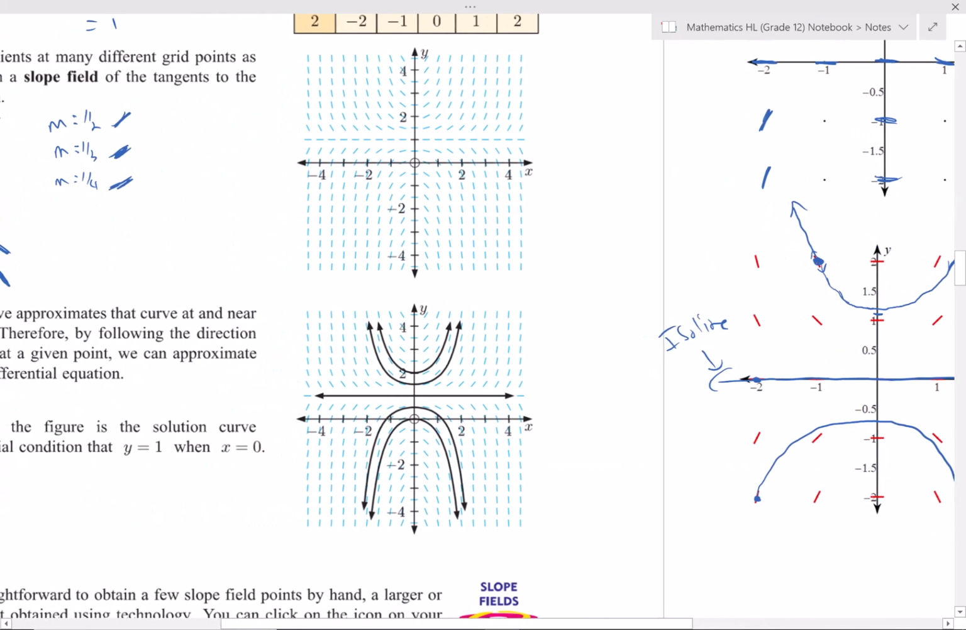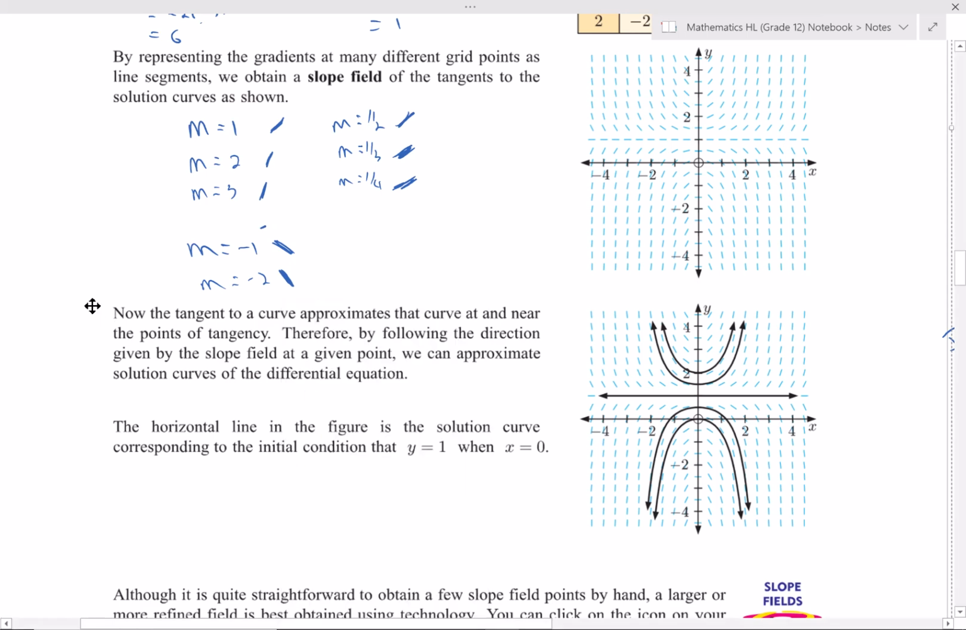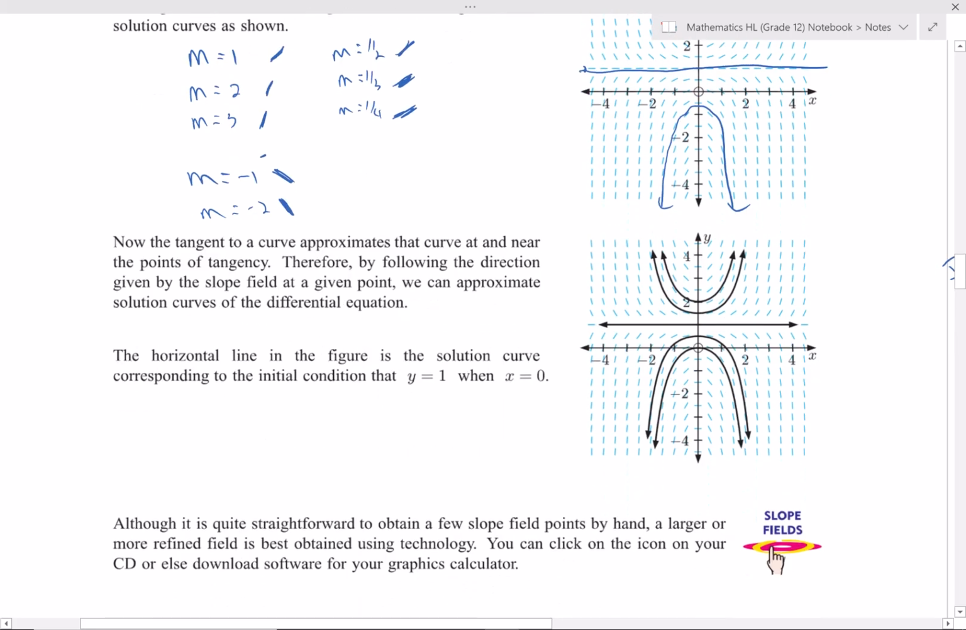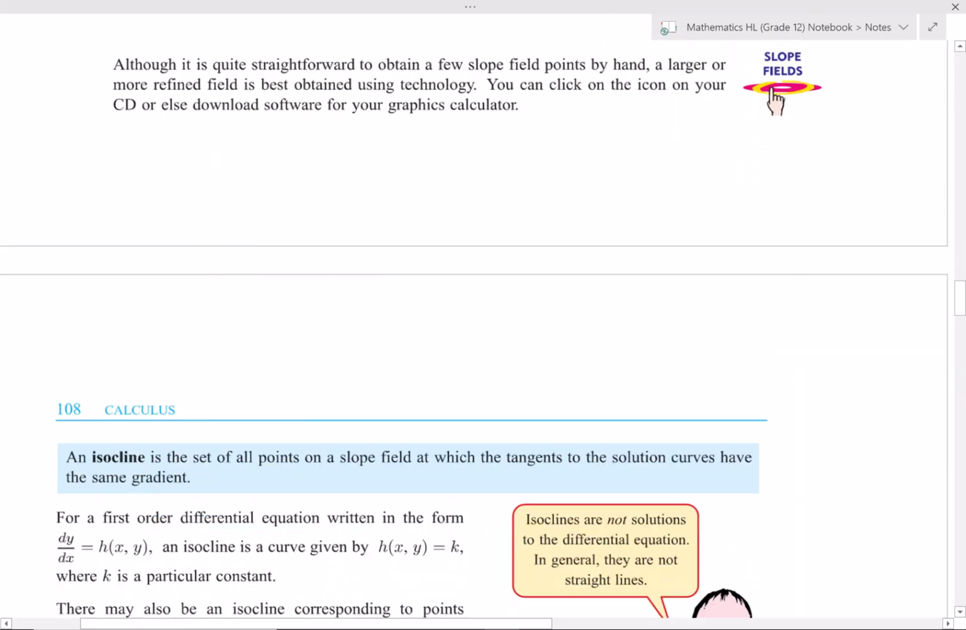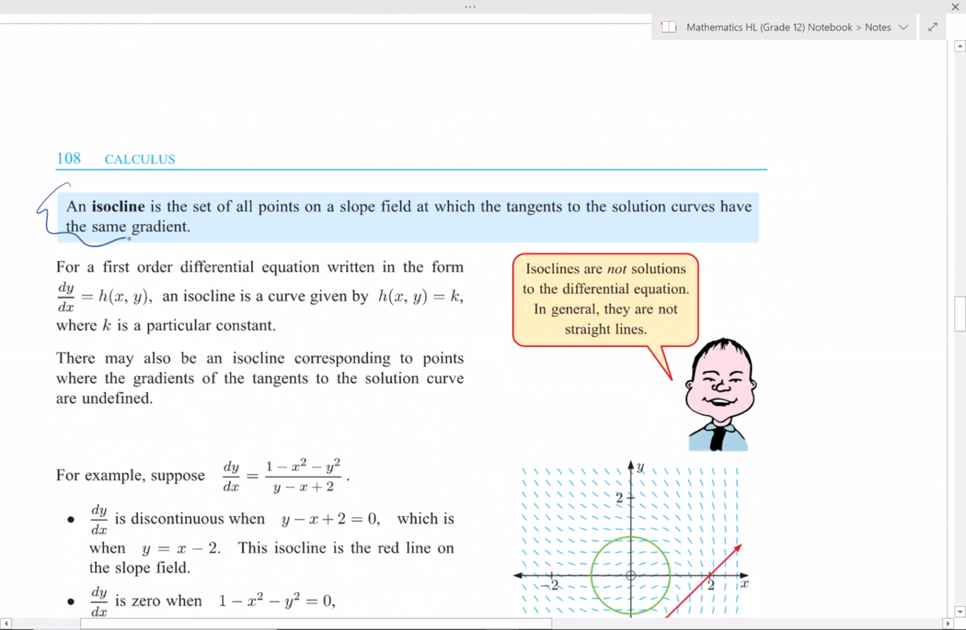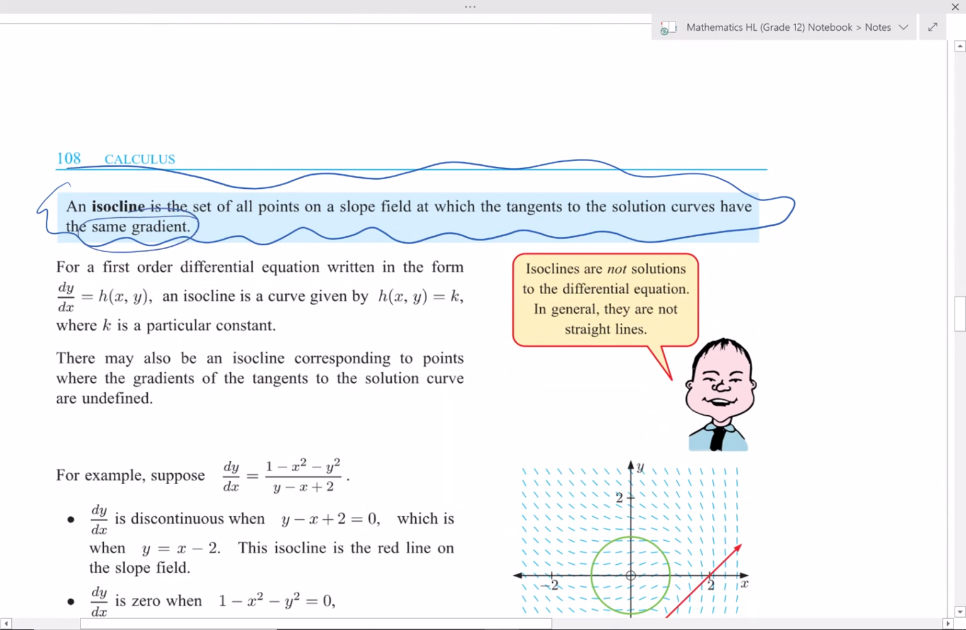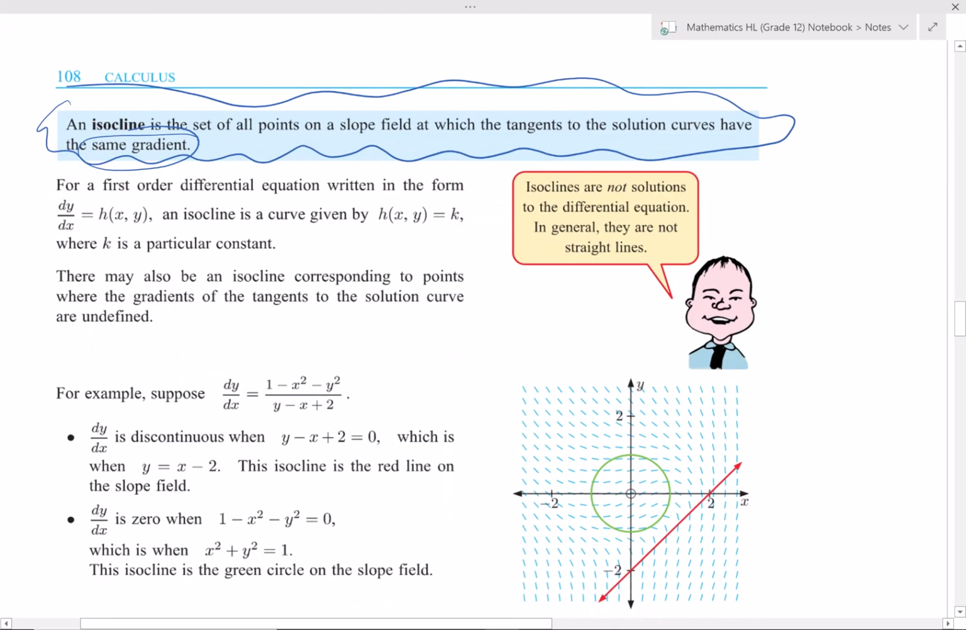So that's that. And that's what they're doing over here in the book. They're showing you, if you start at a certain point, like let's say I start here, then I would want to follow those slopes and get steeper and follow those slopes and get steeper, and you end up with one of these solutions, right? The only place where you don't get a curve is if you start right on this line, then you just end up with a straight line. Here they're going to define isoline for you. It's the set of all points on a slope field at which the tangents to the solution curves have the same gradient. So it doesn't have to be 0 or infinity, but that's usually where we want to know it.